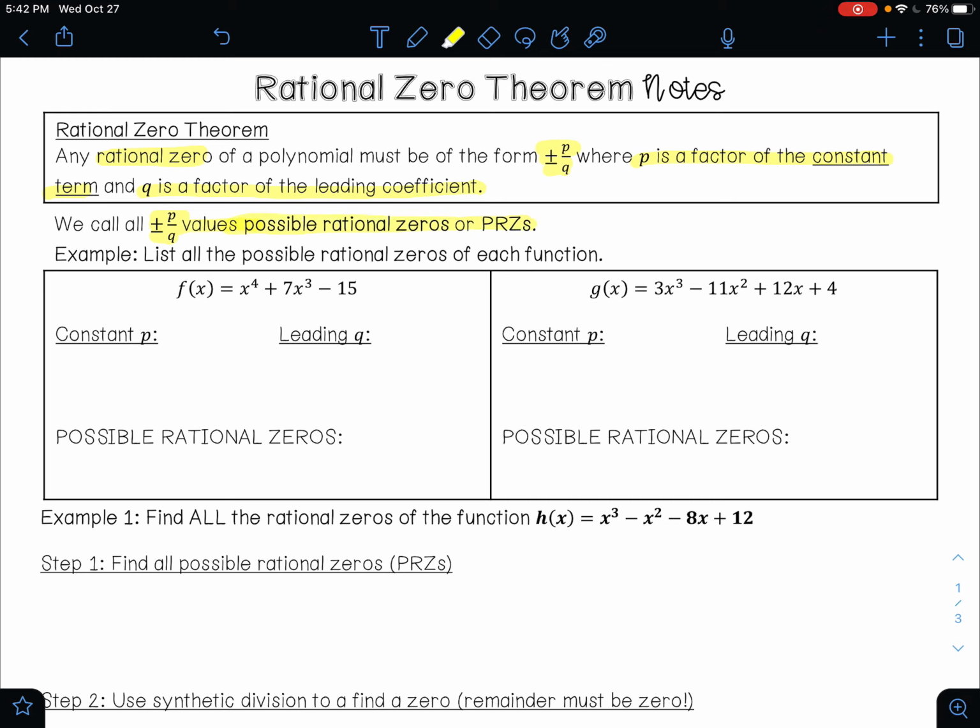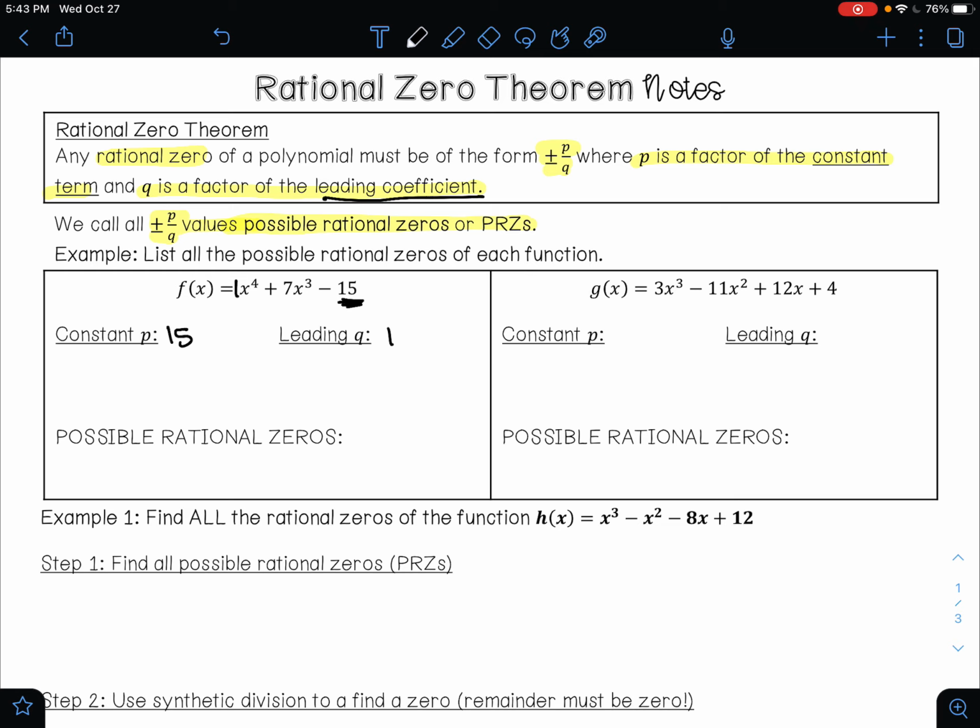So on these first two examples, it says list all the possible rational zeros for each function. The first thing you want to do is make sure that your polynomial is written in standard form, and it is. Your constant is just that, the constant. So my constant is 15. You don't have to worry about the negatives because all of our answers are going to be plus or minus. And then we're also going to need our leading coefficient. Our leading coefficient is the number in front of x to the fourth, so that's 1.